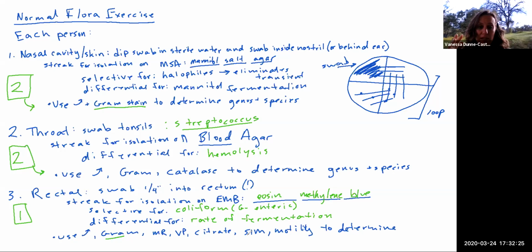So describe bacteria based on their characteristics, and then also, at the end of this lab, for your notebook, you should have 5 genus and species identified for the entire lab: 2 for nasal, 2 for throat, and 1 for rectum. Okay.